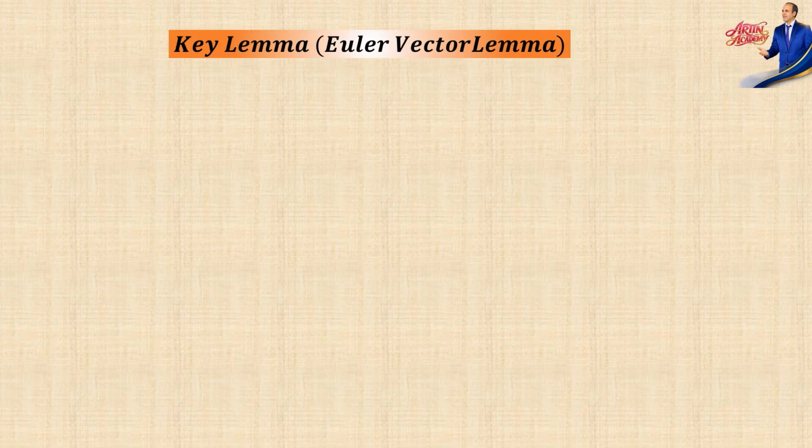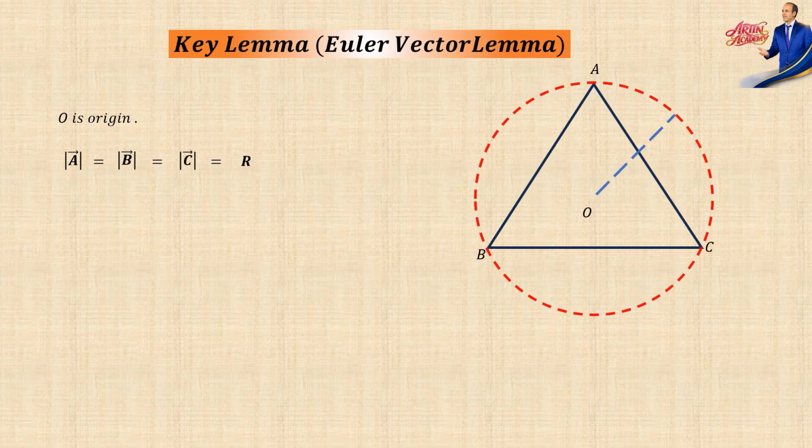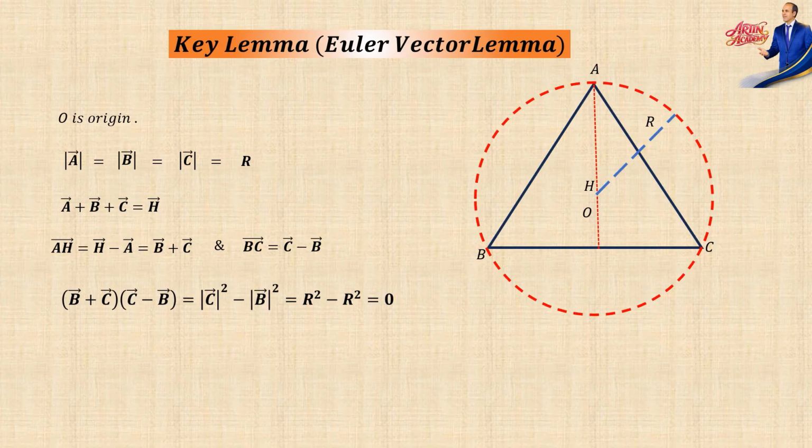Key lemma, Euler vector lemma. Place the origin at O. Let the position vectors of A, B, and C be vector A, vector B, and vector C. The magnitude of vector A is equal to the magnitude of vector B and equal to the magnitude of vector C, and they are all equal to R. Then the position vector of H is equal to vector A plus vector B plus vector C.